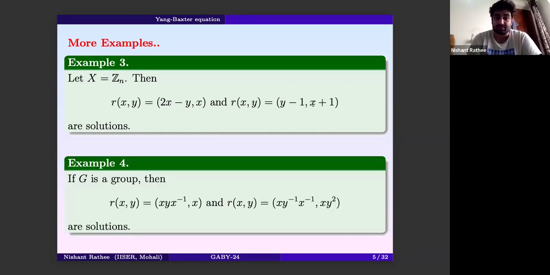If you have any group G, then you can define the map R by conjugating y by x and x. So actually this is the solution arising from an algebraic structure called quandles. And another thing you can define is R(x,y) equal to x y^{-1} x^{-1}, x^2. So you can see that there is a connection between the groups and the solution. It is easier to produce this solution if you have a group structure on the set. That we're going to discuss in this talk.